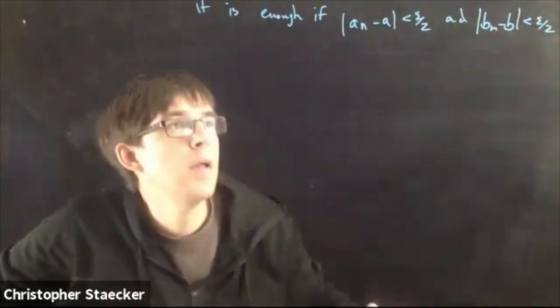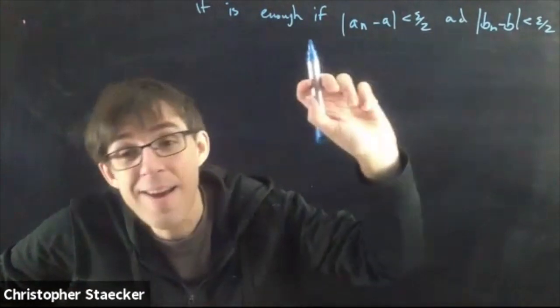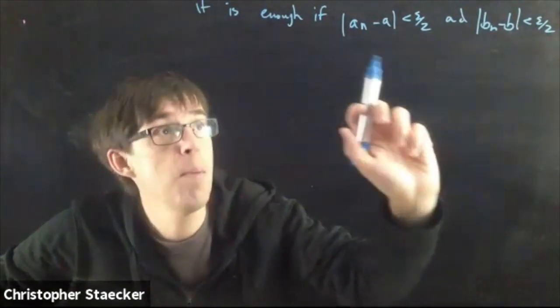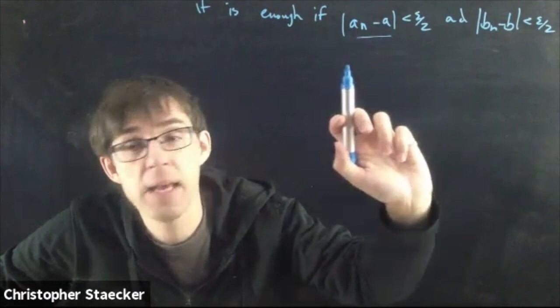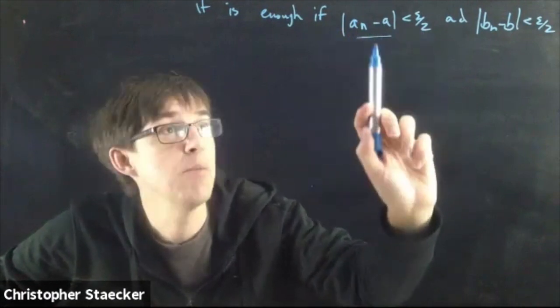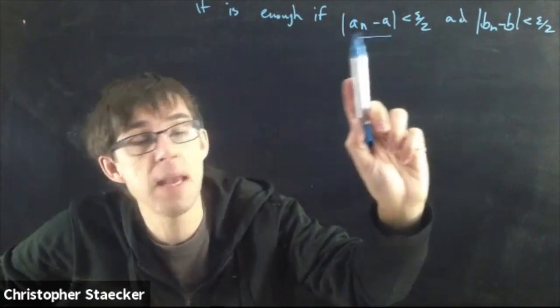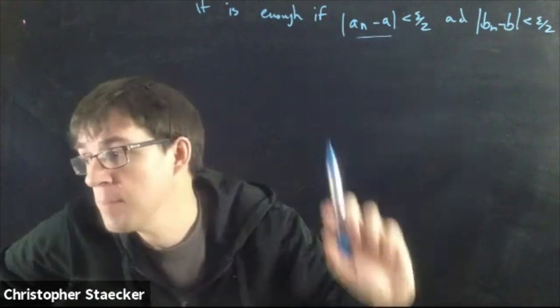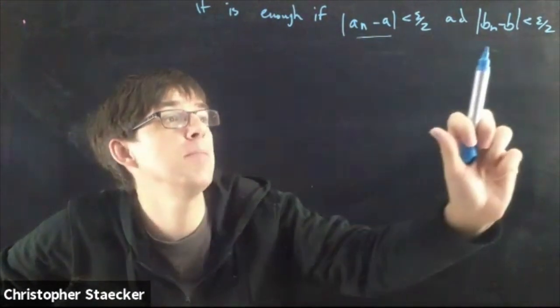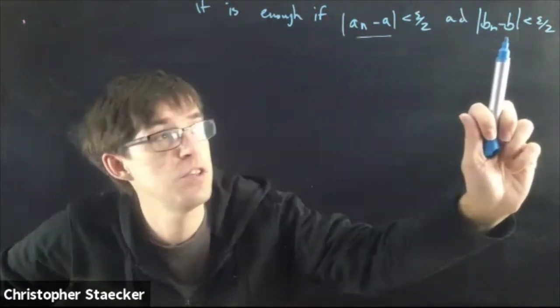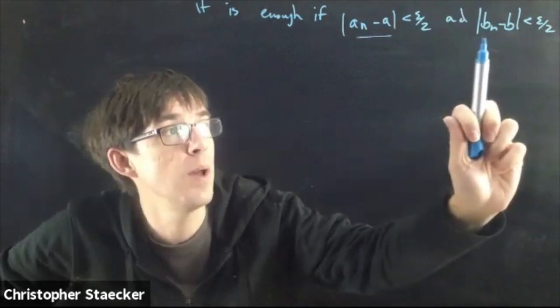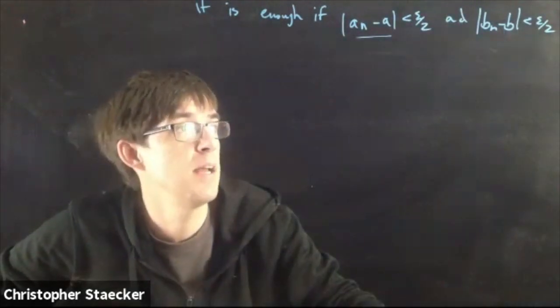All right. And then how do we do this? Now this is like the previous example. Remember, we have already assumed that an converges to a, which means we can indeed make an minus a as small as we want. So we can make it less than epsilon over 2. And similarly, we've already assumed that bn converges to b. And so we can also make this one as small as we want. We can make it less than epsilon over 2.